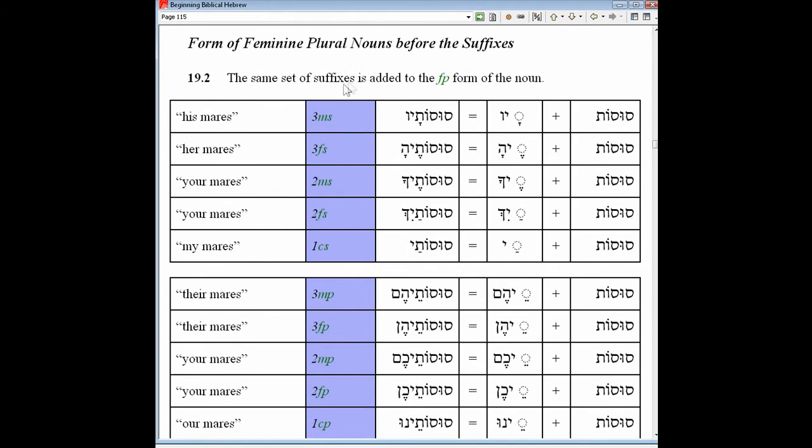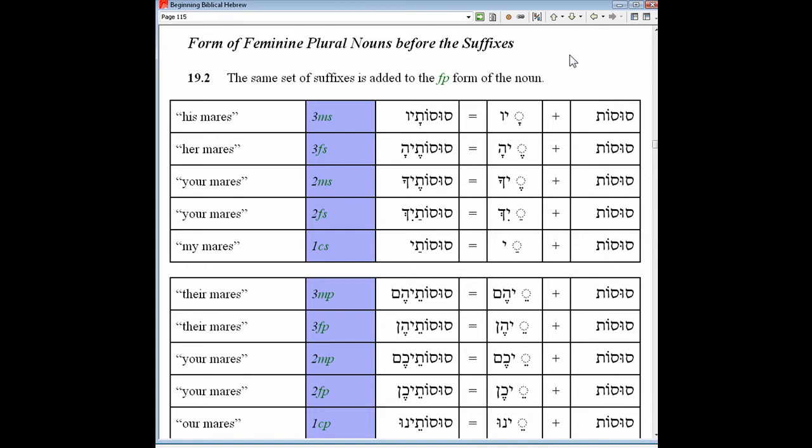Form of the feminine plural nouns before the suffixes. So we saw this too. When you had a feminine noun with your singular suffixes, remember that the normal form of the feminine singular noun, like if we take sus, that's masculine. The feminine would be sus-a. But when you added a suffix, the hey at the end of sus-a, its comet's hey ending, would turn into a t, a tav. So you'd have sus-at and then your ending.